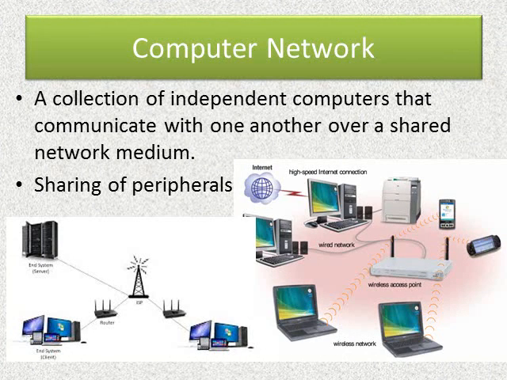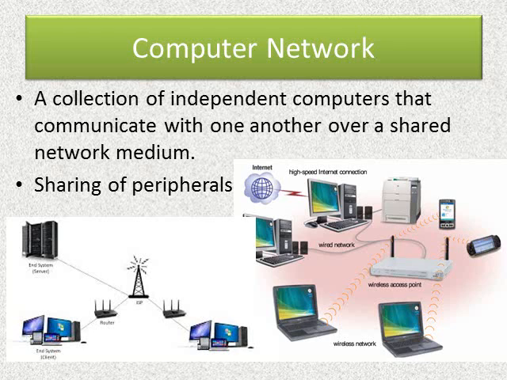Children, you would have heard the term computer network, right? What is it actually? It is a collection of independent computers that communicate with one another over a shared network medium. What is the meaning of independent computers? Computers that can work on their own. Once you switch on the power plug and switch on the CPU, it will do the work independently. And it is able to communicate, or send and receive messages, share data, share information with another computer over a medium. And that medium will be a shared one. It is a network medium through which it is shared.